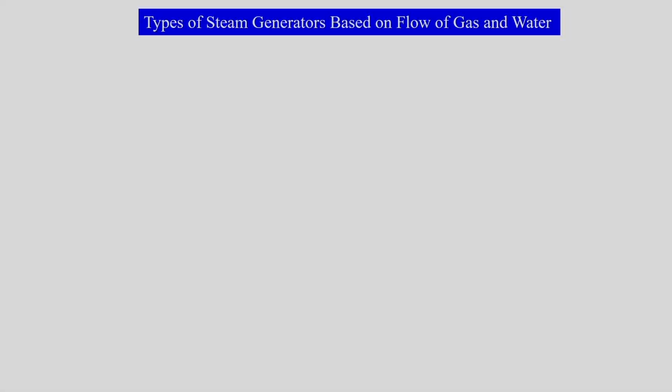Then we have types of steam generator based on flow of gas and water. As we had seen, there is combustion of the fuel, and that combustion will lead to combustion products which are hot, and those hot combustion products would heat the water. So, this type is based upon the path of water and the path of the gas, the flue gases.